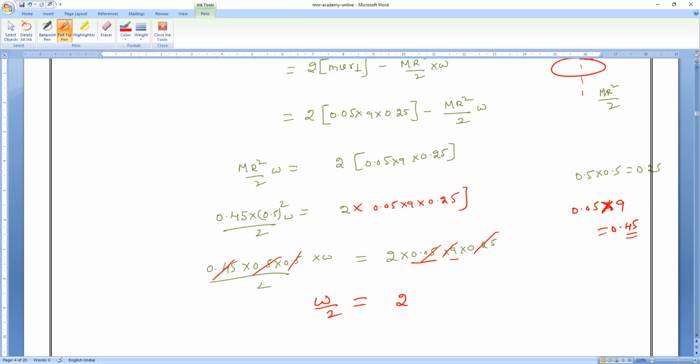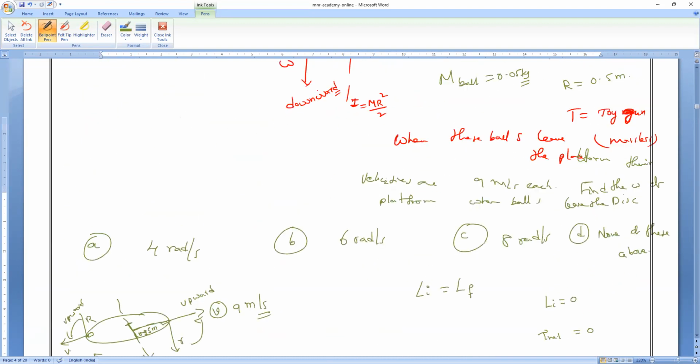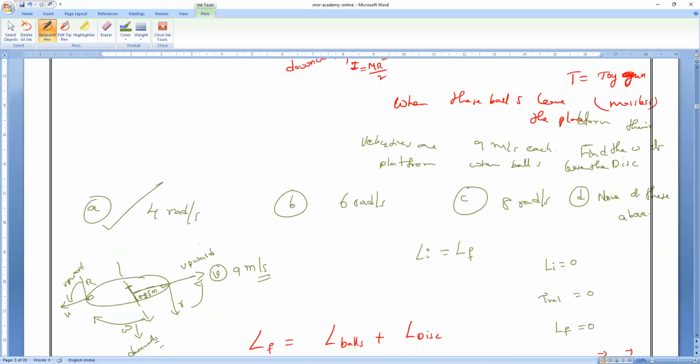See, even if you are at school level, what will you do? This 2 and this 2 will get cancelled. Am I right or wrong? That is what we'll do. So 2 2s are 4. So 4 radians per second. What is the disk angular velocity? 4 radians per second. That's all it is. So once again, go through that.